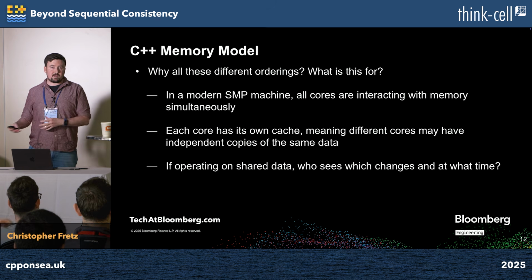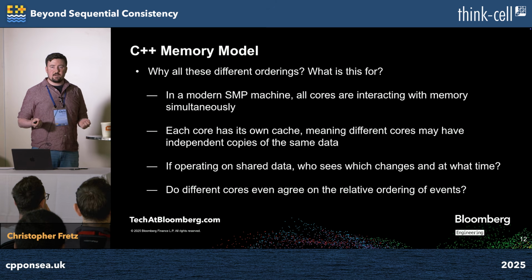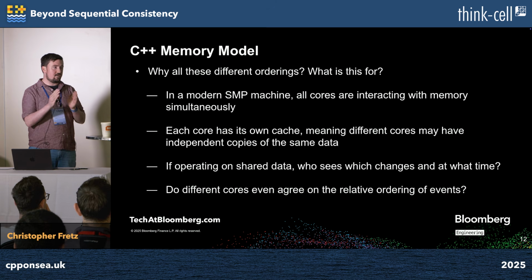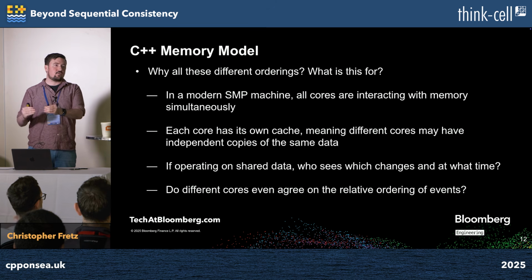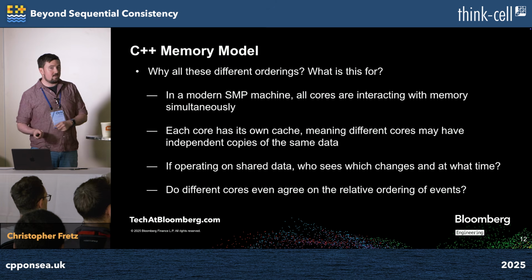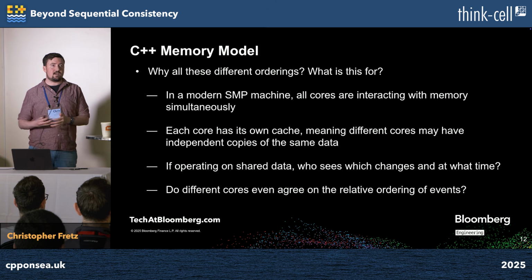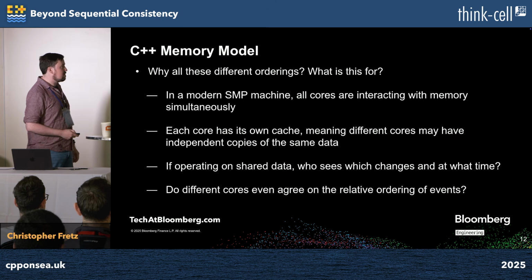And so if you're operating on shared data and each core has its own copy of that shared data, it begs the question of who sees what changes when. Do different cores even agree on the relative ordering of events? If you have 2 different cores that change 2 values sitting right next to each other in memory, for the other cores in the system, are there any guarantees about what order they see those happen in? Are they guaranteed to see it in the same order? These are interesting questions that come up once you start removing the locks out of your system. You have to start thinking about this stuff.